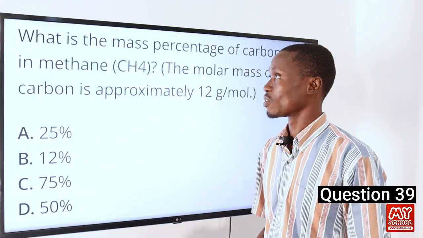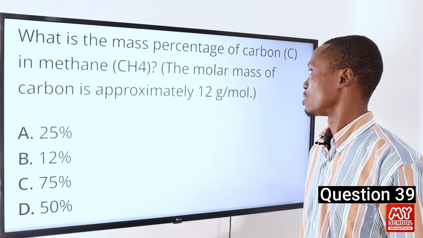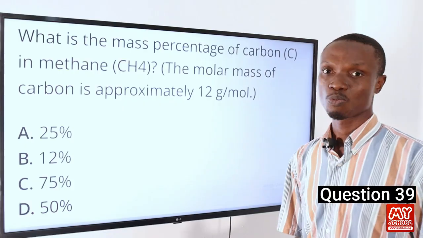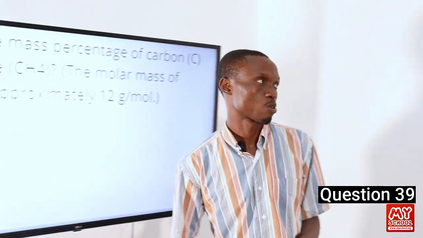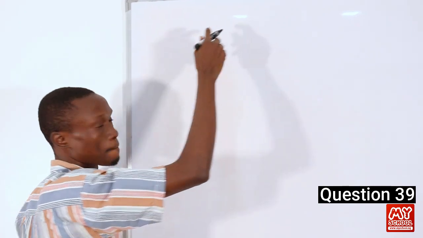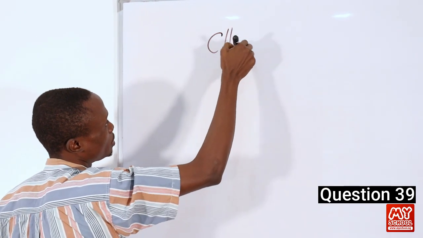Question 39. What is the mass percentage of carbon in methane? The molar mass of carbon is approximately 12 grams per mole. So let's move over to the board to quickly solve that. We are asked to calculate the mass percentage of carbon in methane.